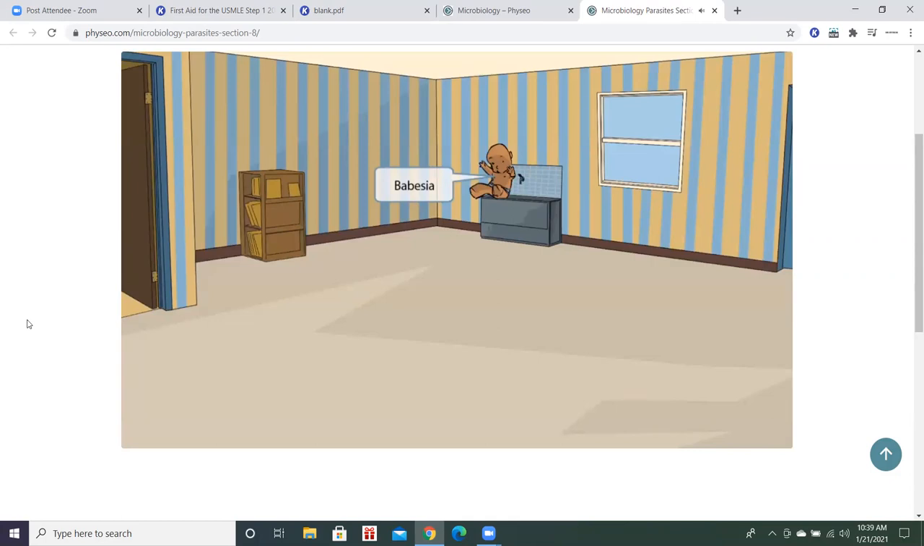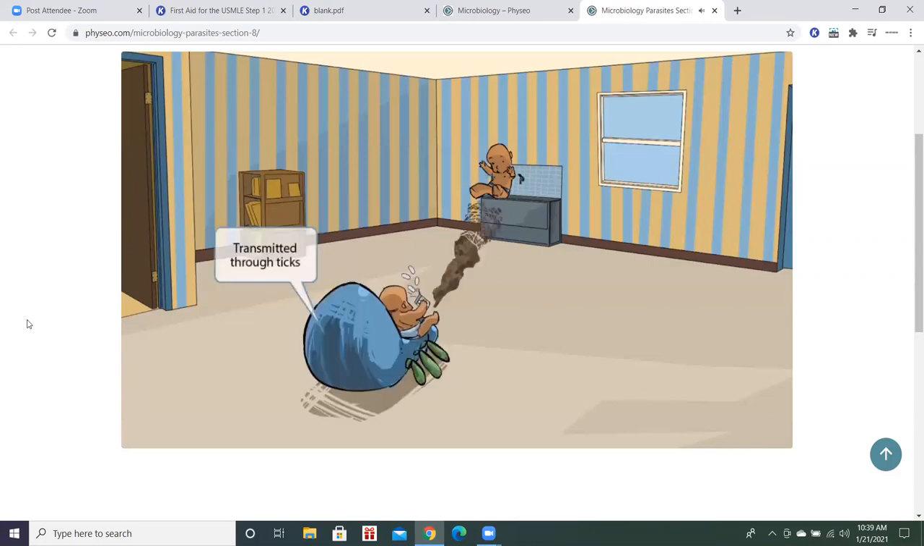Babies for Babesia. Babesia is spread through ticks. To help you remember this, we've included this giant tick toy right here. The babies like to jump on this toy and ride it like a horse. And to further emphasize that it's transmitted through ticks, that baby's holding this little container of Tic Tacs. And as he jumps on the giant tick toy, Tic Tacs fly through the air. So Tic Tacs and tick toy all are there to help you remember that this is transmitted through ticks.